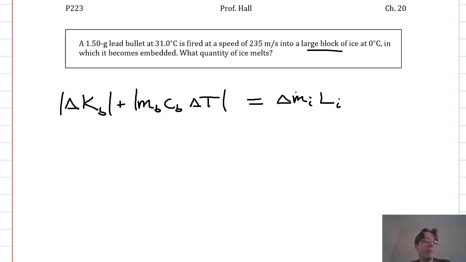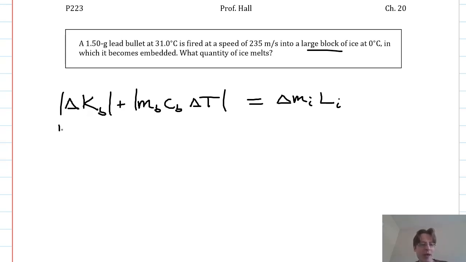Also, the ice melts. So I should just think about the sign of this. Delta M is positive because you're going into the higher phase. You're generating water from ice. So delta M is positive, and I'm good with the signs then in the equation. So this means that I just have to figure out the delta K.